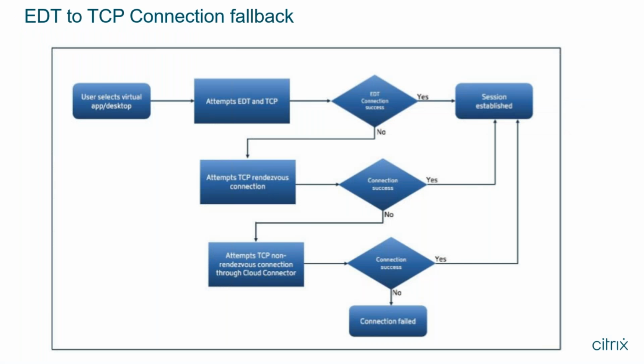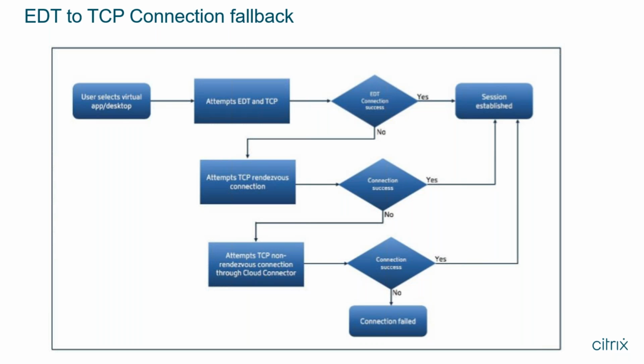And again, this is just the flow of the connection type. So what happens? You're on your desktop, you're using your Workspace app, and you click on an application. So when you click on an application, it's going to attempt both EDT and TCP in parallel. And when it connects, it's going to check, is that EDT connection successful? Yes, it is. Then great, your session is connected, you're off and running, you're at the races.